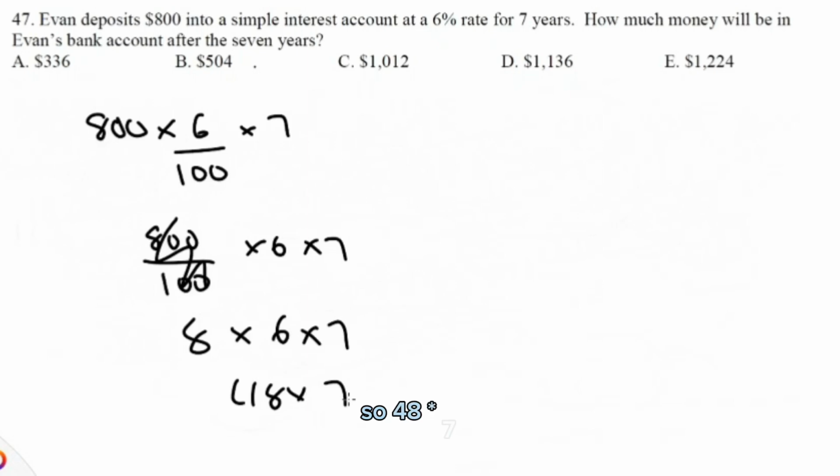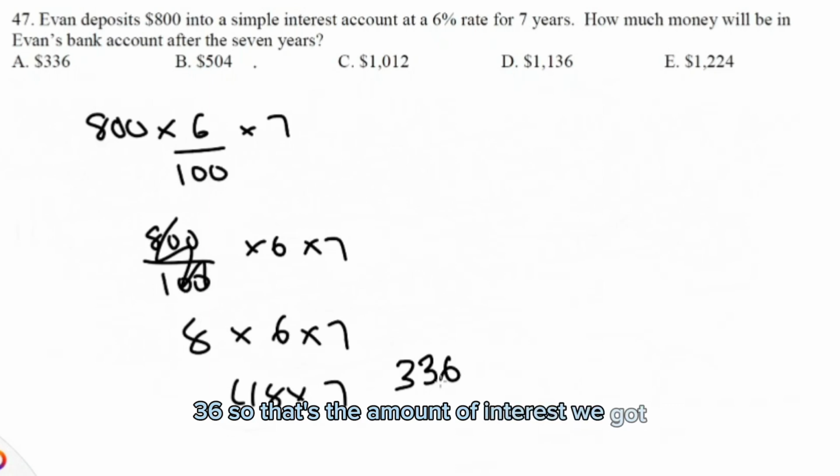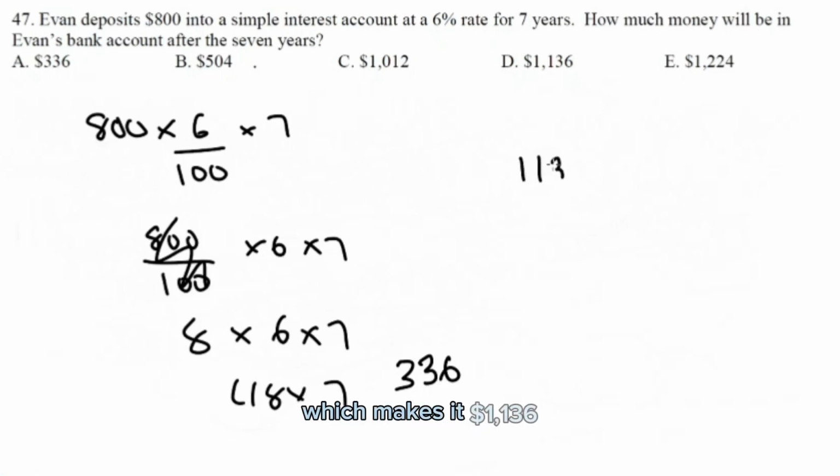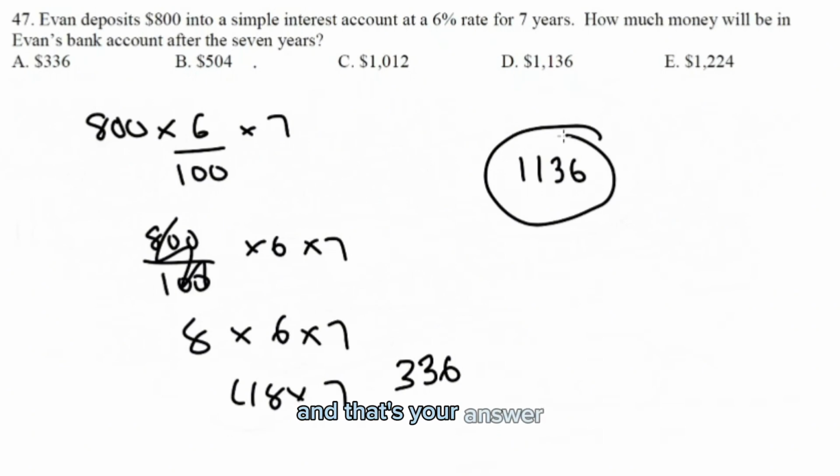So 48 times 7 is 336. So that's the amount of interest we got. But they're asking how much money will total be in Evan's bank account after the 7 years. So we have to add the $336 in interest back to the original $800, which makes it $1,136, and that's your answer.